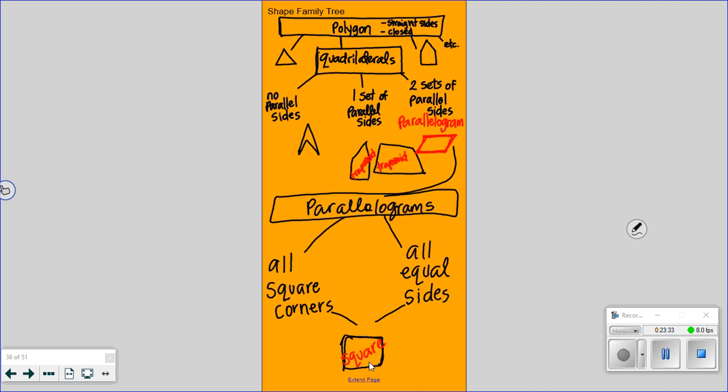Can you think of another shape that might go over here in all square corners? It doesn't have all equal sides, but it does have all square corners. Arthur, what's that shape called? Rectangle. You think you can draw it? Go ahead and draw it underneath all square corners, please. Awesome. So we've got our rectangle.